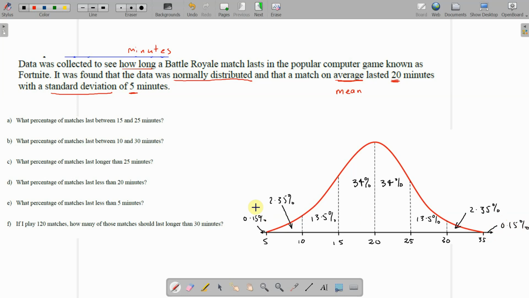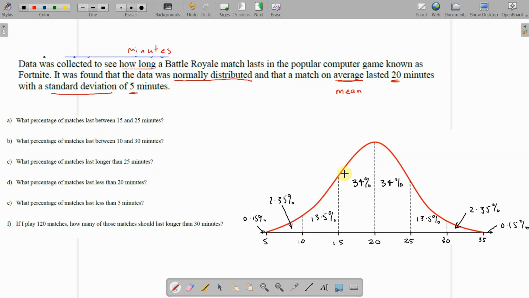So there's our percents, and they're the same for each normal distribution. Between each standard deviation you're going to get the same percent. From here to there, that's the first standard deviation, 34%. The second one, 13.5%. The third one, 2.35, and the same going the other way. Knowing all that, let's have a look if we can fill out these questions. Now that we know the percents, these are easy. What percentage of matches last between 15 and 25 minutes?